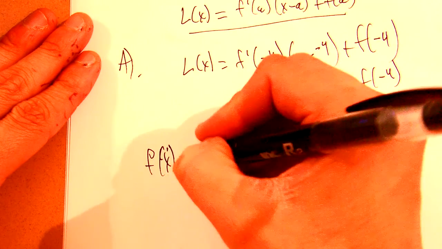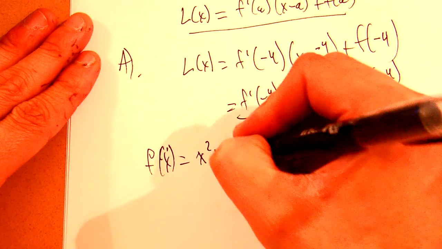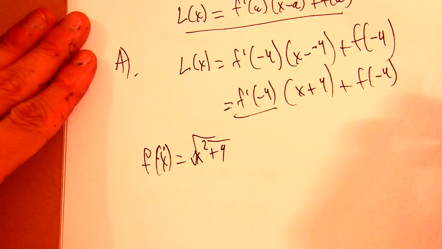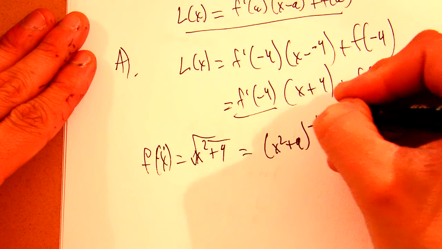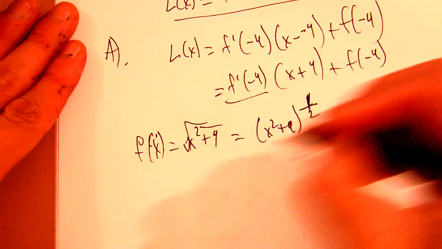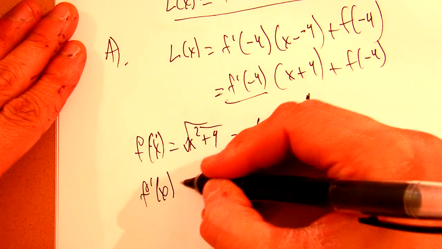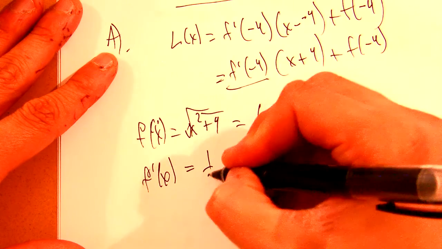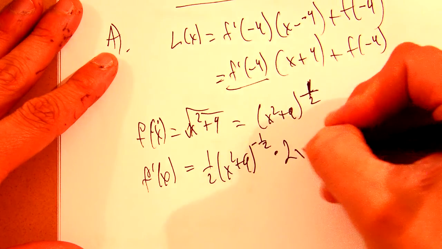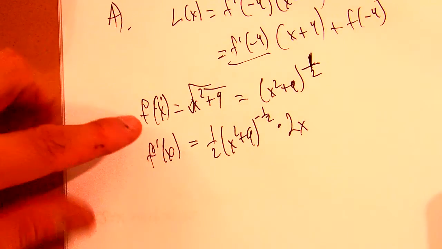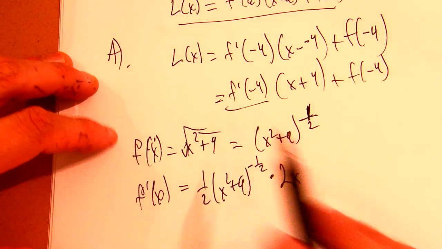So f of x is the square root of the quantity x squared plus 9, so rewriting it, x squared plus 9 to the 1/2 power. And then we're going to take the derivative, so f prime of x is going to be 1/2 times the quantity x squared plus 9 to the negative 1/2 times 2x. And now I'm just going to simply plug in negative 4 here.